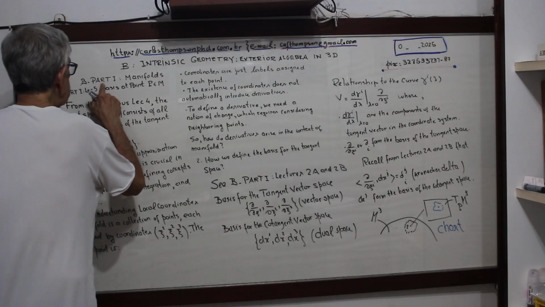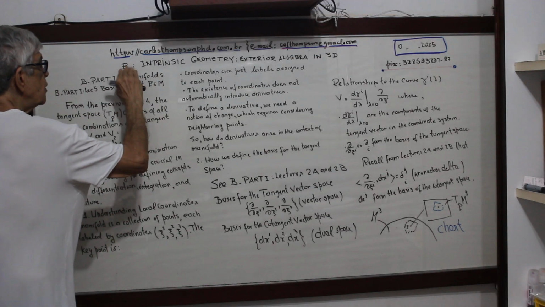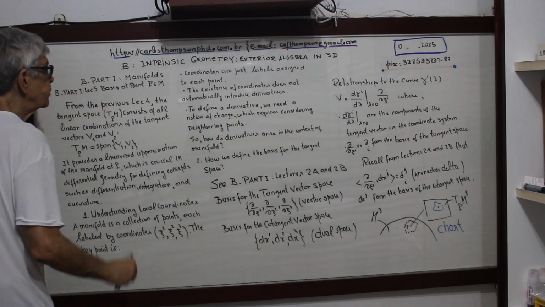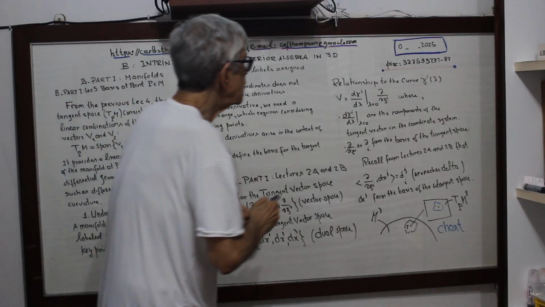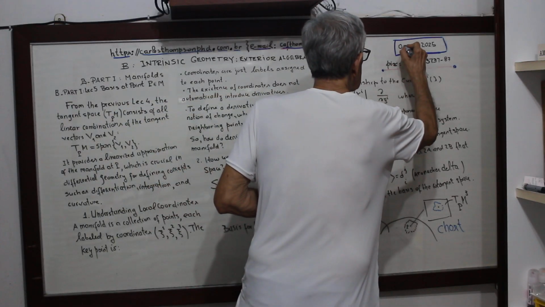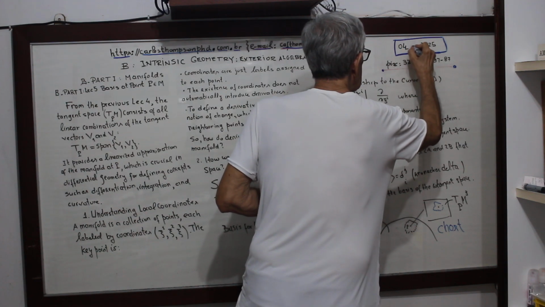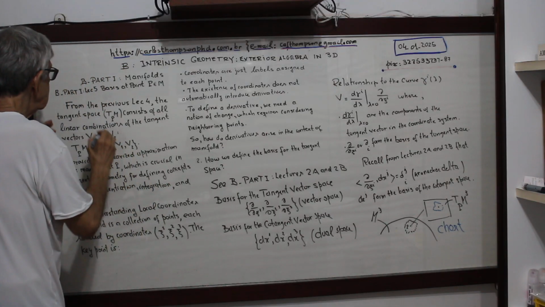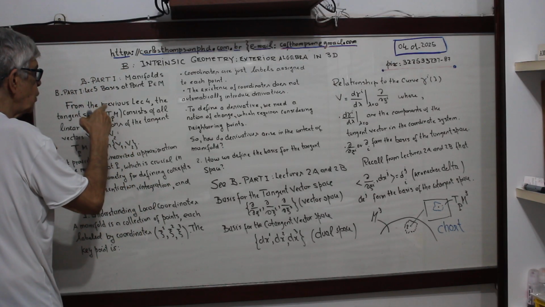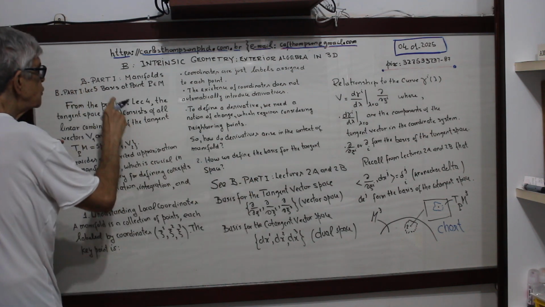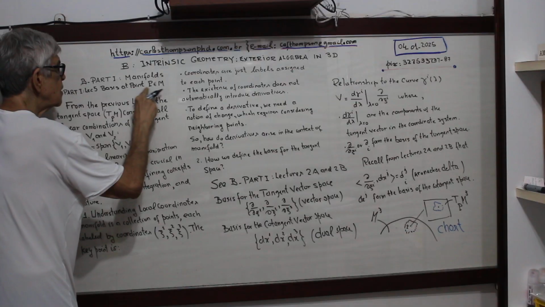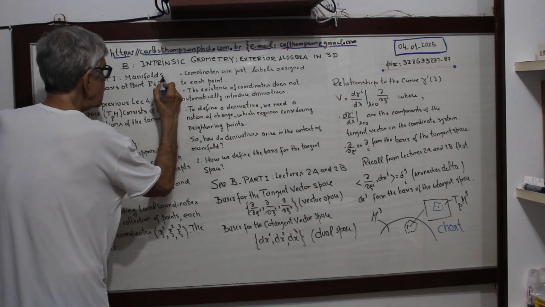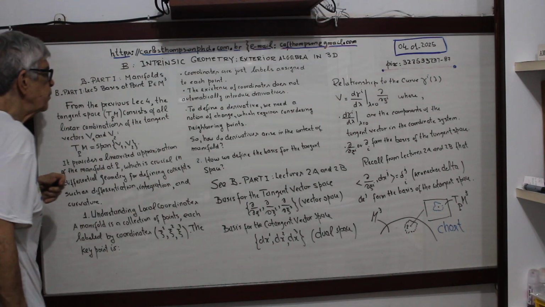Now, B part 1, manifold. Okay, they belong to the intrinsic geometry, exterior algebra in 3D. Now, today is April 1st. Okay? Now, in this lecture, lecture 5, we will develop just to get the basis at a point P belonging to the manifold M. I would say here a particular M is M3.